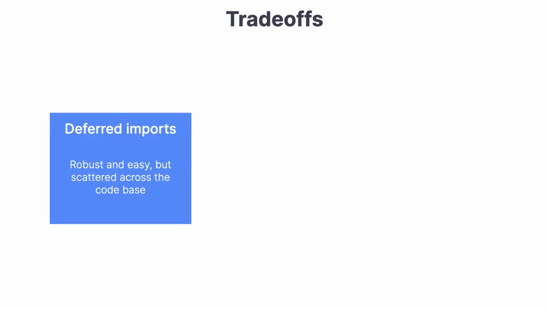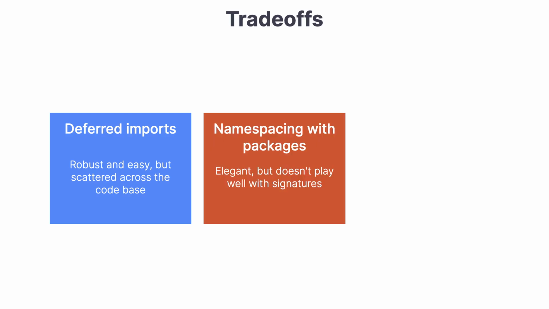Like with any other technical problem, every solution to the issue with circular references in Python is just another set of engineering trade-offs. Deferred imports are robust and easy to understand, but yield somewhat messy code with imports scattered across the codebase. Imports via packages are sophisticated and elegant, but brittle or even impossible with type-hinted method signatures.